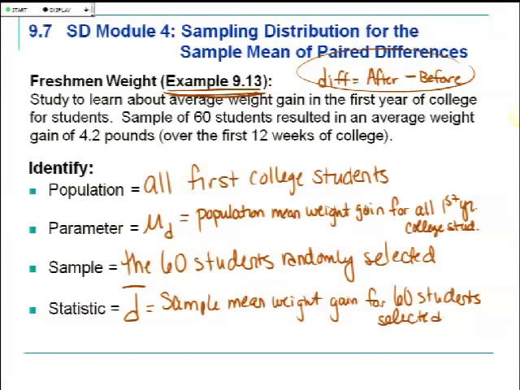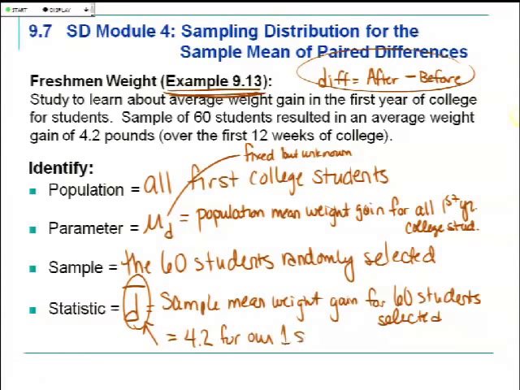Does mu d vary? Does it have a sampling distribution? Mu d is a fixed but unknown quantity. Parameters don't have a distribution. They are a number that I'd like to learn what it is or estimate it. So mu d here is fixed, but it's unknown. And I'm trying to estimate it or test maybe a theory about it. It is d bar here that we do know for our sample, don't we? D bar equals 4.2 for our one sample that we selected.